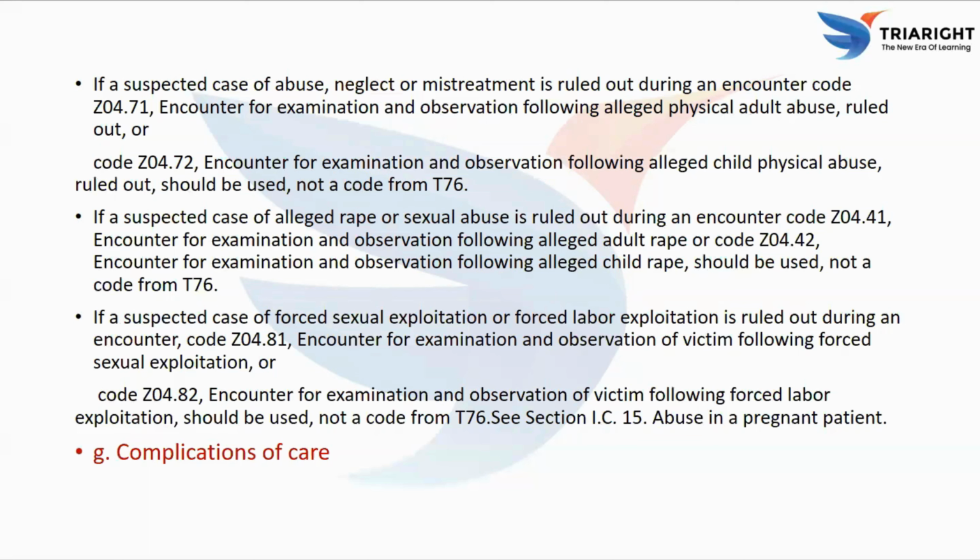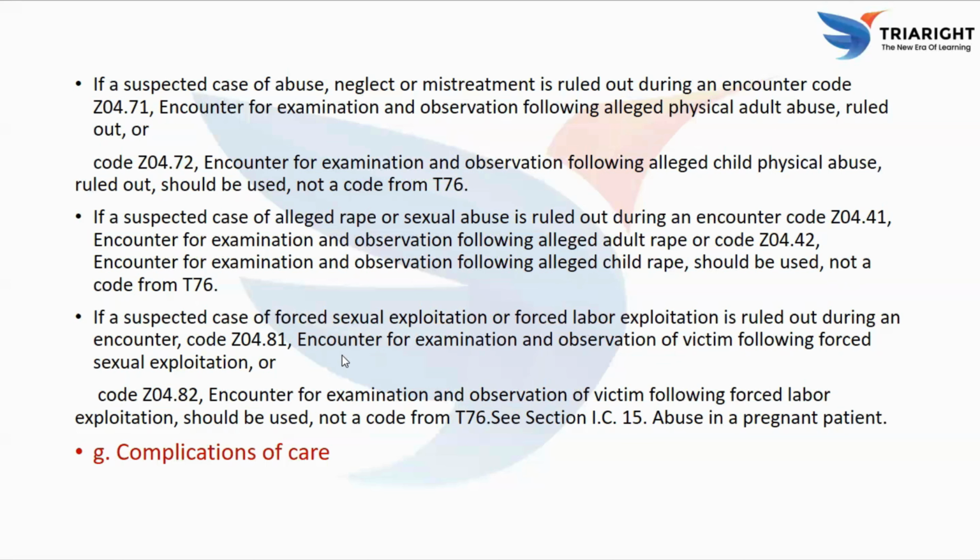First rule is ruled out adult or child physical abuse. If suspected abuse is ruled out during the encounter, you have to code Z04.71 for alleged adult physical abuse ruled out. In the case of child physical abuse ruled out, you have to assign the code Z04.72. So the patient was examined only to rule out the abuse, but there is no abuse confirmed, no injuries attributed to abuse. So in this case, you should not use T76, you should not use external cause or perpetrator codes.